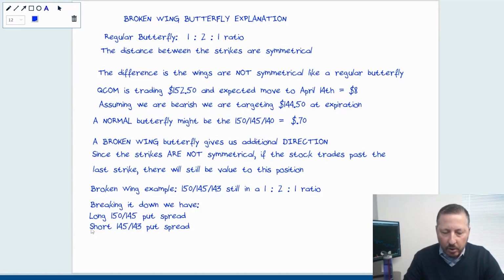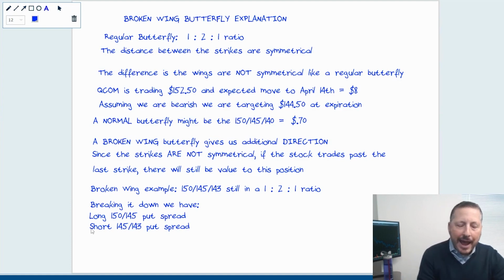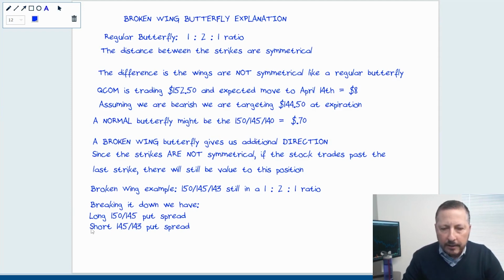Well, we still want the stock to move to our short strike. As we've mentioned before, in every example, every position we have, we still, in a perfect world, have our maximum potential reward at the short strike. That still holds the case here. But now, if we start moving beyond that short strike, we still make money even if the stock goes beyond that last strike. Okay, so let's go through some examples here.